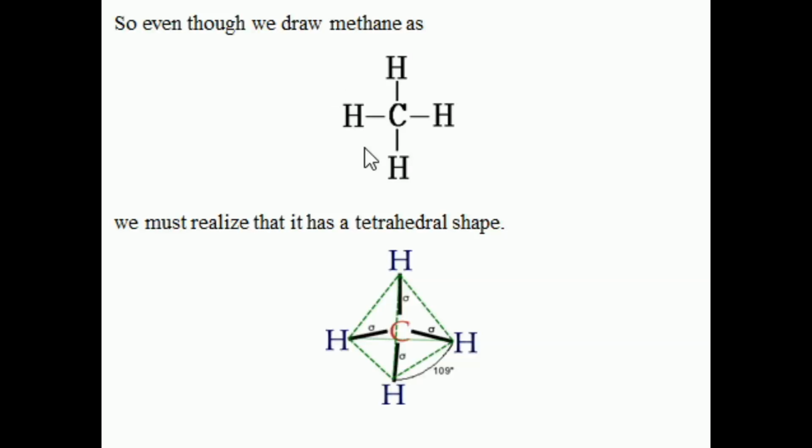Even though we draw methane to look like this, where it kind of looks like it's sitting on a piece of paper, we must realize that it really has a tetrahedral shape or tetrahedral geometry. So there are 4 equilateral triangles all put together to generate the overall tetrahedral shape of methane.